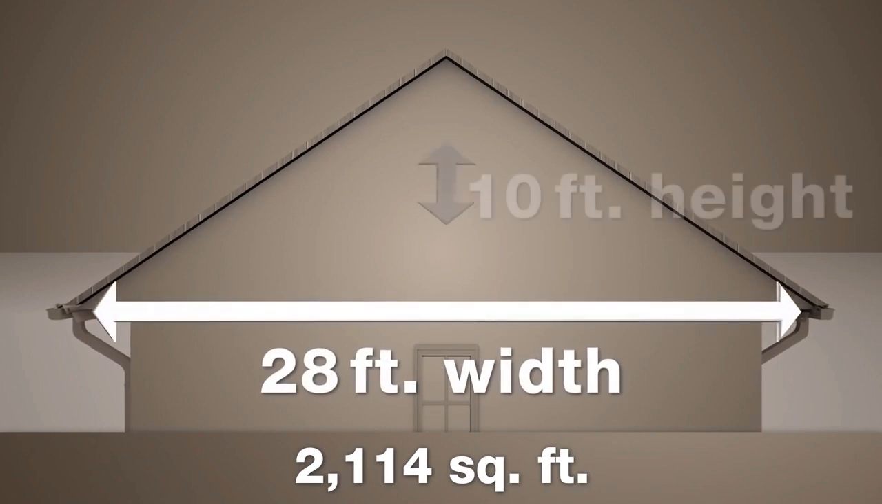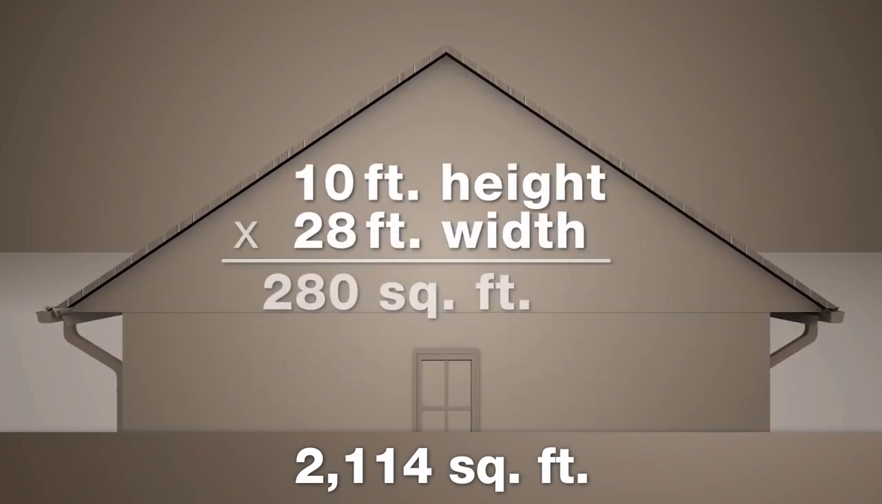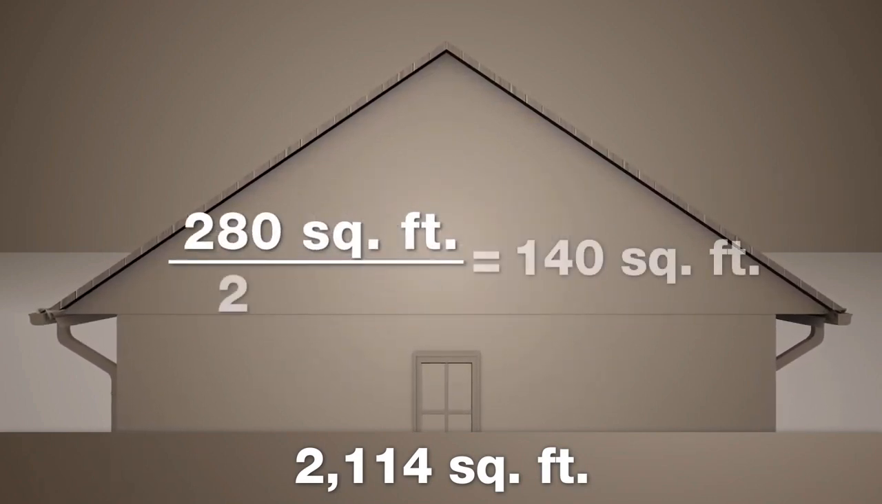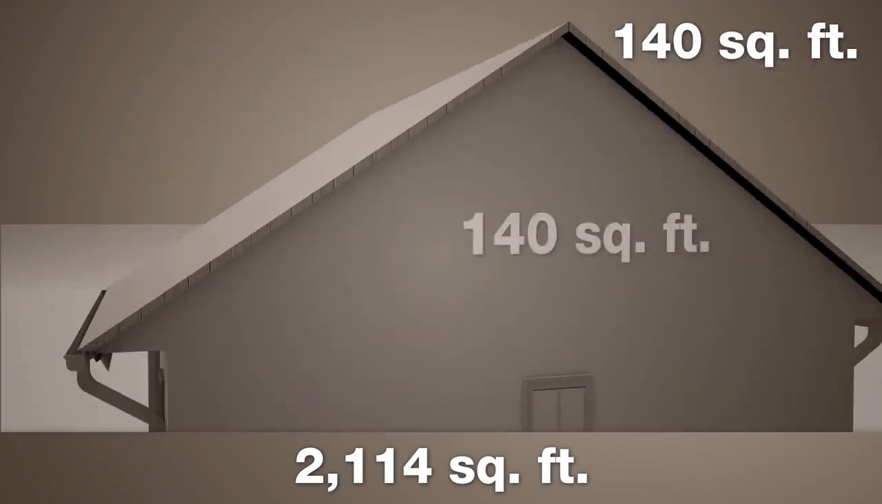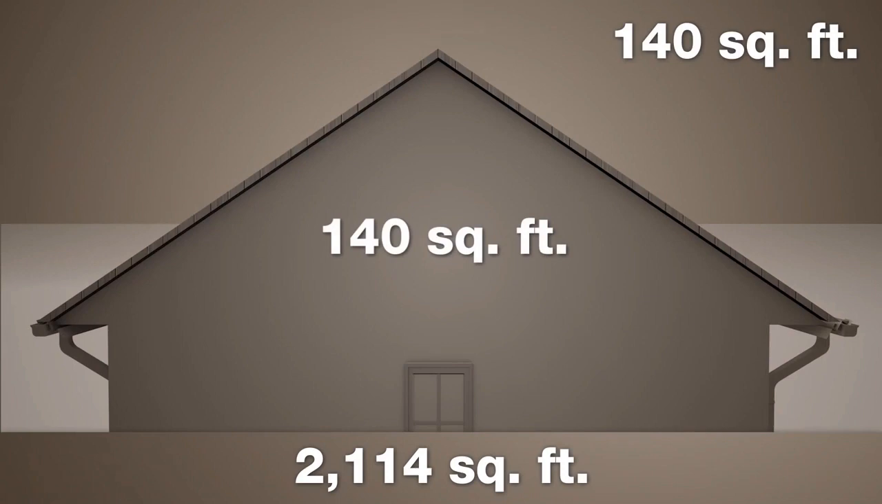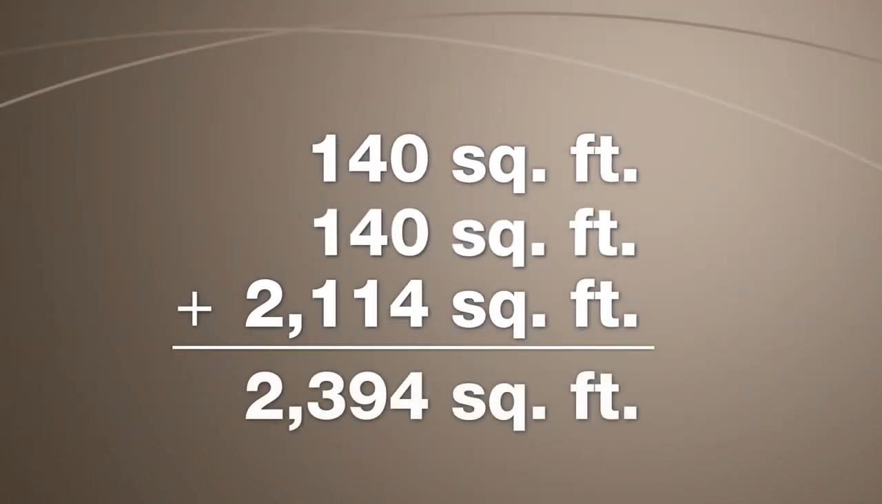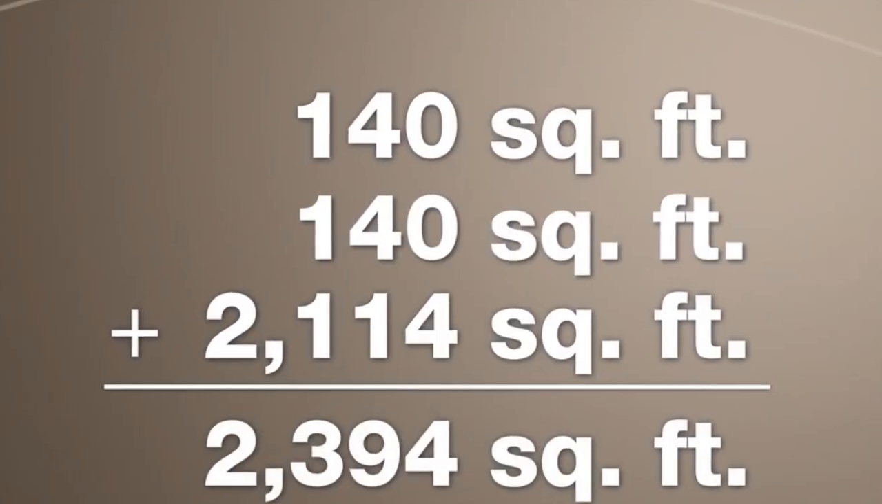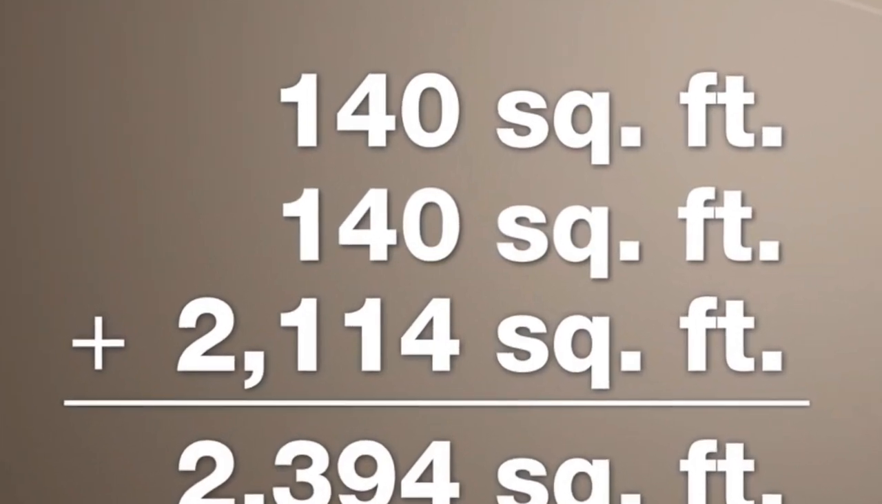Calculate the gable separately by measuring the width of the gable, then the height. Multiply these two figures together and divide by 2 in order to get the square footage of the gable. Add these square footages together to get the total exterior surface area.